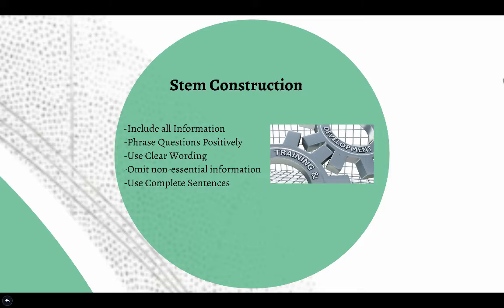Include words, phrases, and so on that pertain to all choices rather than repeating them in the alternative. Omit information not essential to the interpretation of the question unless the learning objective being tested calls for the student to extract relevant information from a larger body of knowledge. Use complete sentences. Finally, test only one idea or central thought.